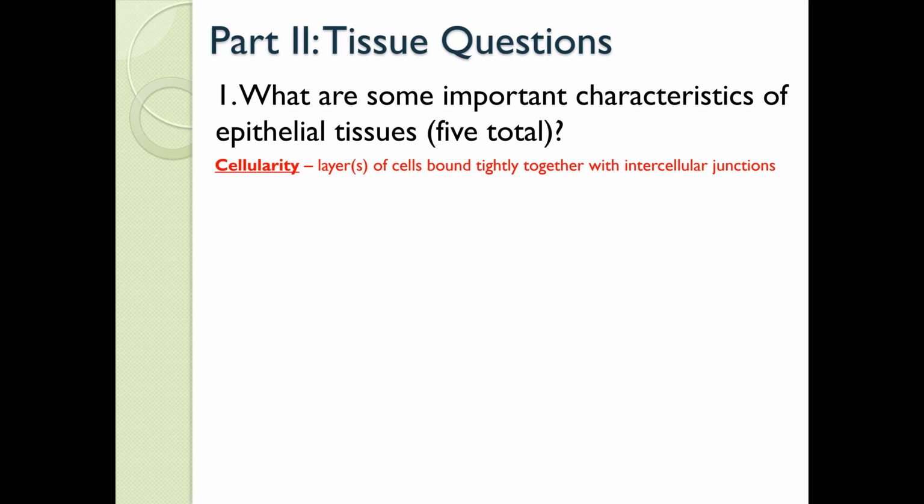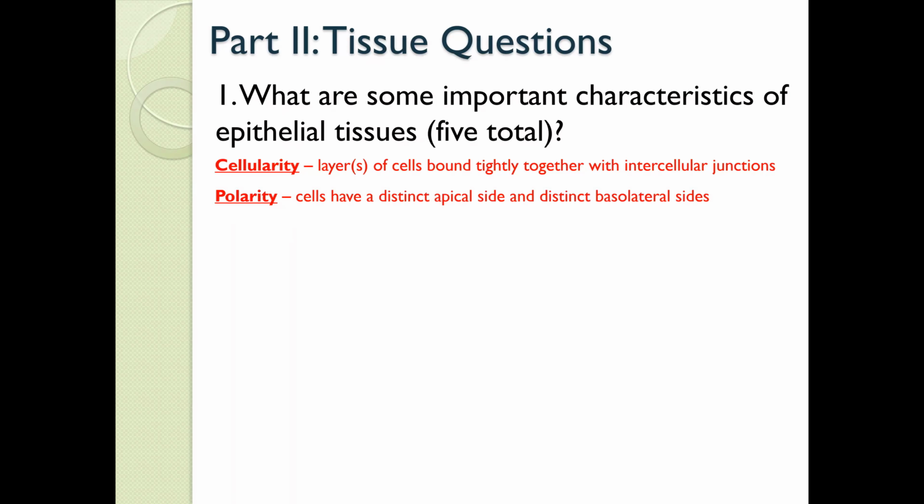Cellularity. So epithelial tissue is characterized by layer or layers of cells bound tightly together with intercellular junctions. Remember, a single layer is called a simple tissue. Multiple layers is called stratified tissue, but in both cases, the cells are bound tightly together.